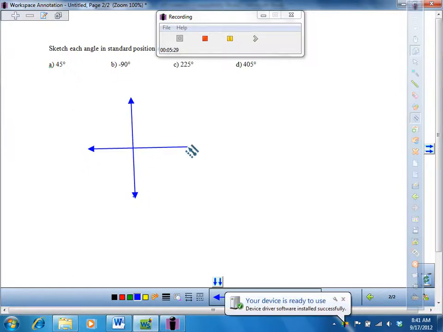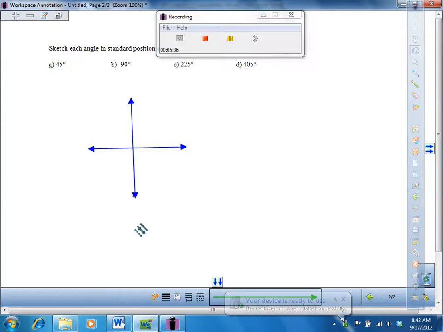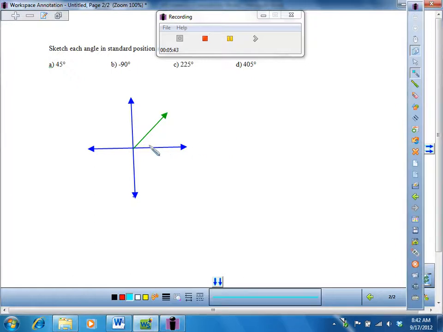Here's my Y, I guess. And so 45 would be, let's do different colors, about there. Is that hard? That's a 45 degree angle. Where would a negative 90 degree angle be?